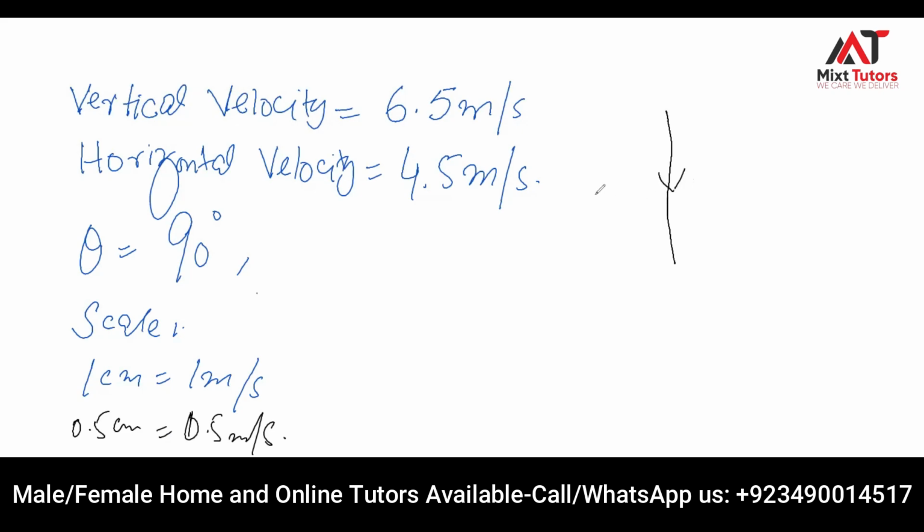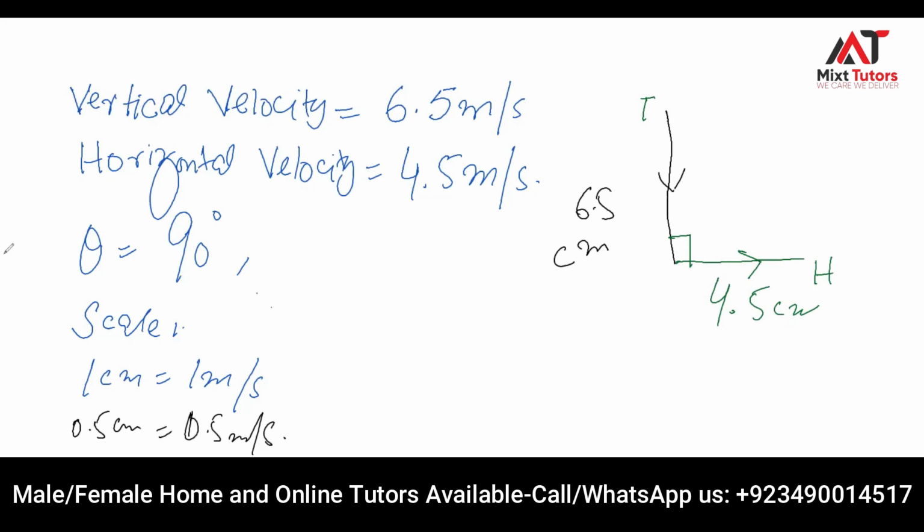The length of the line would be 6.5 centimeters and its direction would be vertically downward. Right. And for the horizontal velocity, the length of the line should be 4.5 centimeters, and the angle between them is 90 degrees. So this is the tail and this is the head of the second vector.